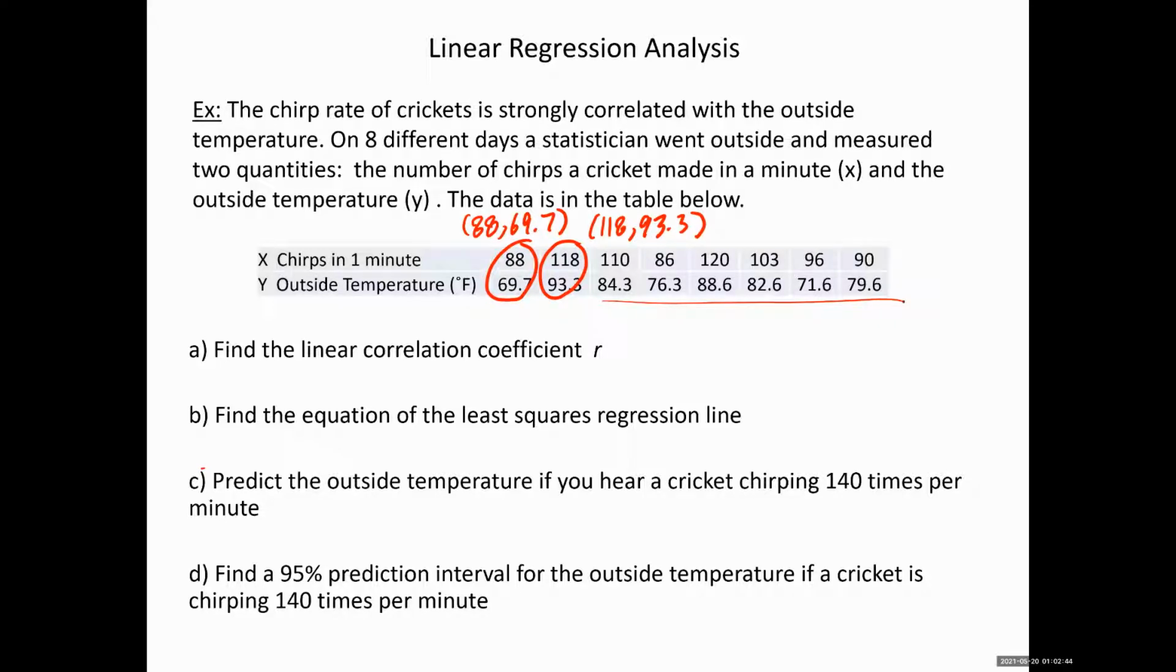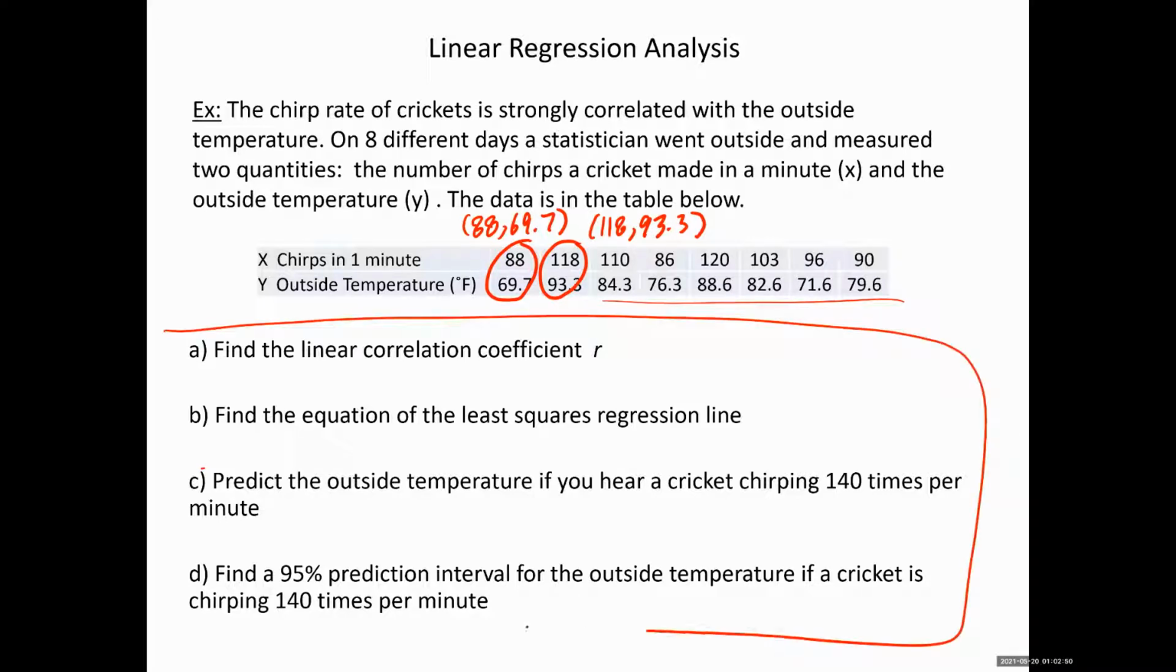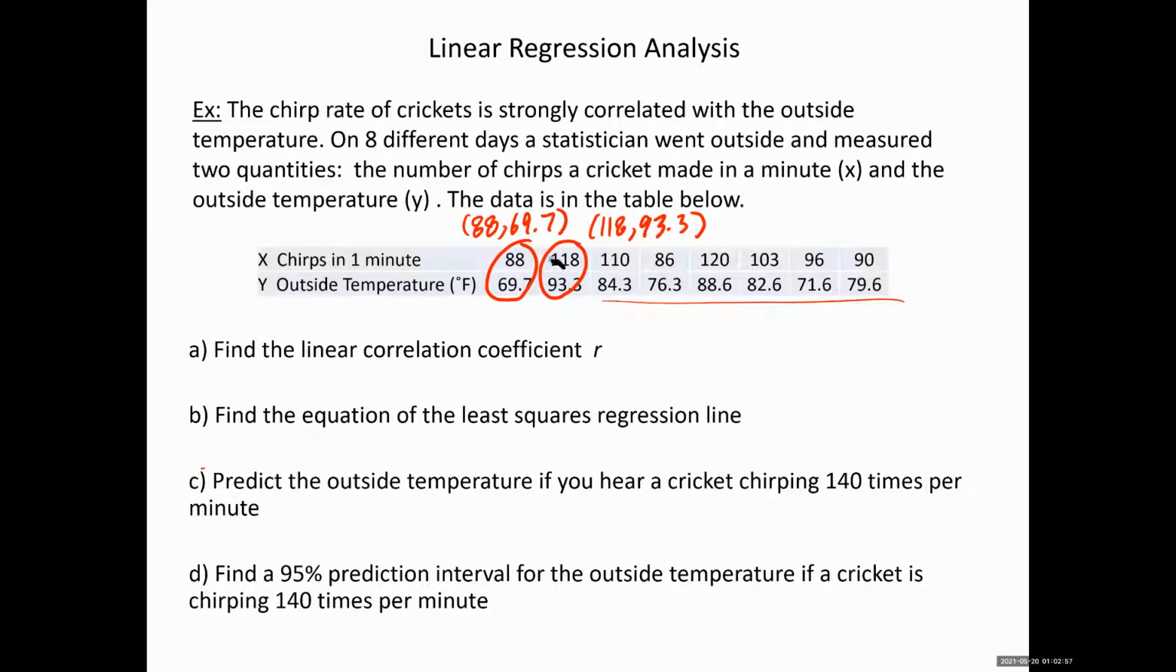But when I ask you a linear regression analysis question, I'm always going to ask you these 4 questions. So for this example and the one we do later, these are the 4 things I'm going to ask you. So be prepared to do these 4 things. The first thing it says, find the linear correlation coefficient R. Let me talk about this briefly. R is a number that you can calculate from this data.